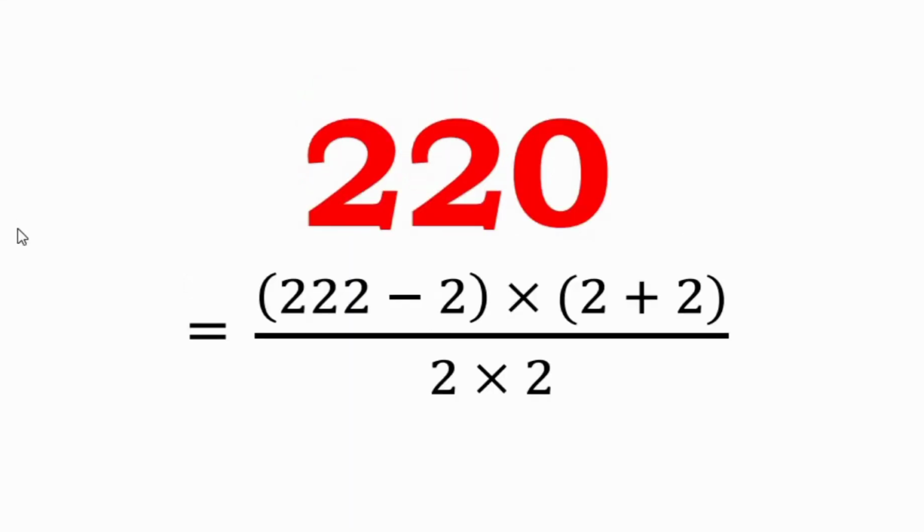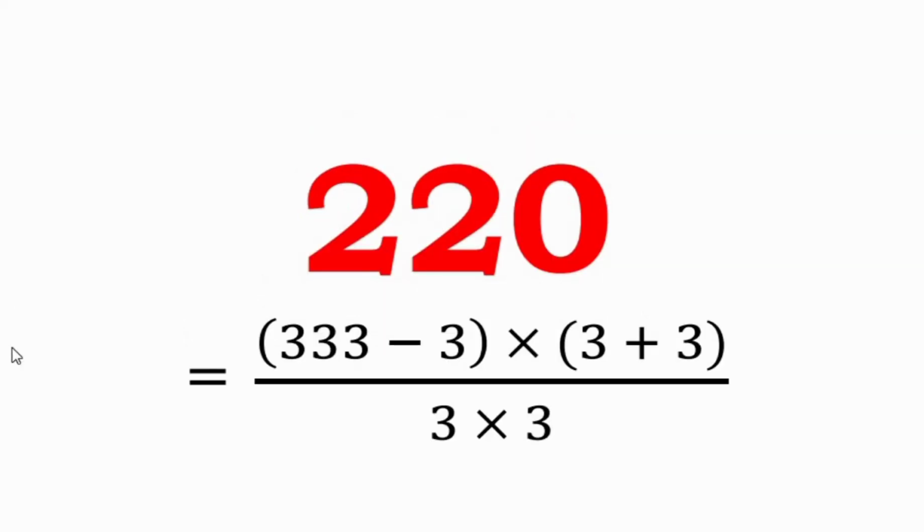This is the next representation of 220 using the single digit 2, which is equal to (222 minus 2) into (2 plus 2) whole divided by 2 into 2. Its value is equal to 220. This is the third single digit representation of 220 using the digit 3, which is equal to (333 minus 3) into (3 plus 3) whole divided by 3 into 3.